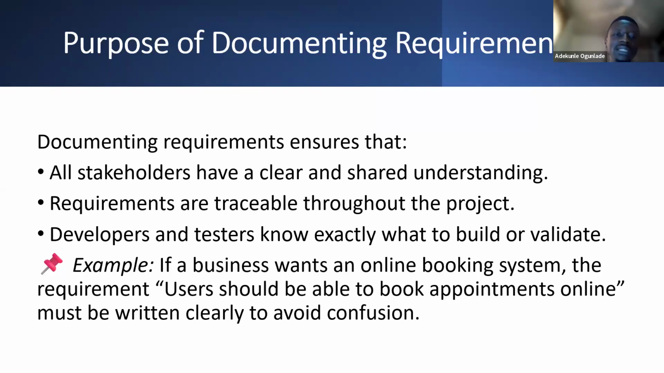The next one is traceability. Requirements are traceable throughout the project life cycle. Six months down the line, someone might come up and ask, why are we adding this feature? It should be traceable: this was part of the original plan, but it was not implemented then because of some other challenges that came up. So everything should be traceable, and it puts developers and testers on the same page to know what to build or validate.